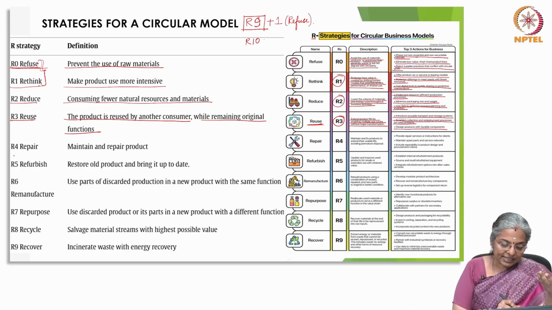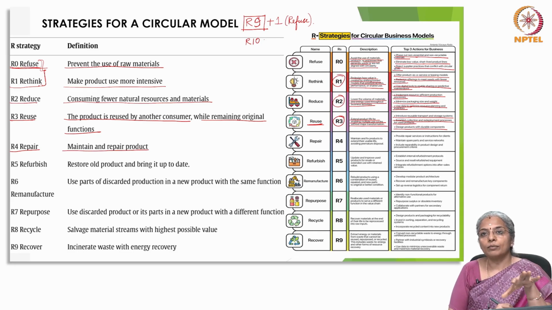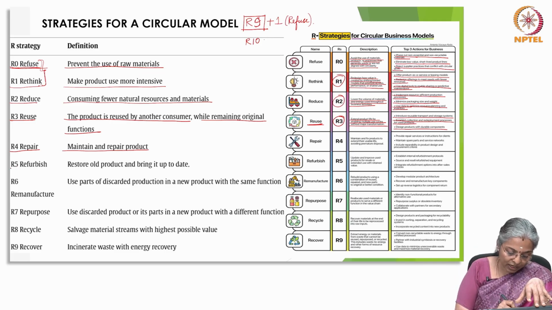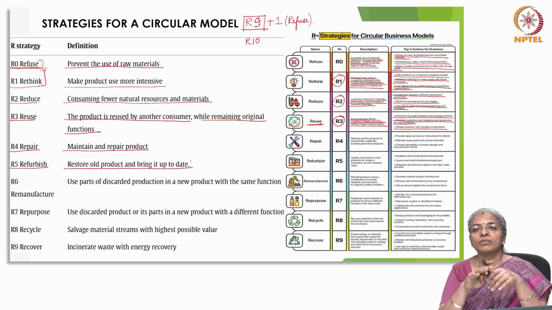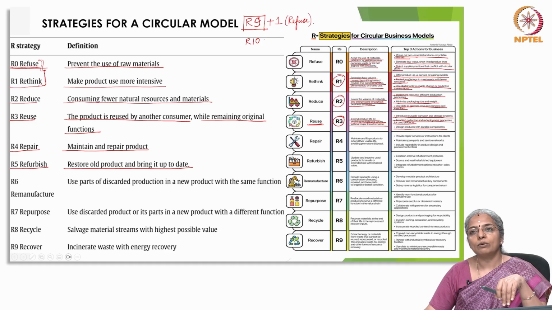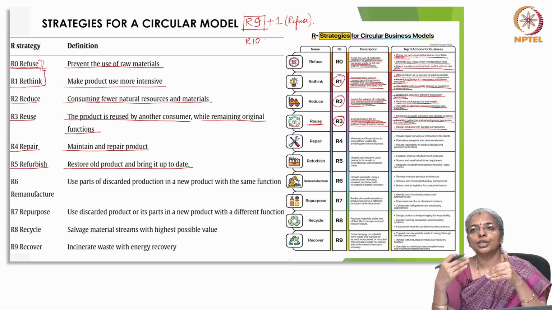Then we will have the next R, which is the fifth R, but called R4, which is repair. So, when a product gets damaged, please either maintain or at least repair the product. And this becomes important because this is also aligned with R5 refurbishing, which is to restore old products and bring them up to date. So, this R4, which is repair, and R5, which is refurbish, will introduce mid-level interventions, because both of these aim to maintain and improve the performance of the product beyond its initial use. This can delay the need for new production and reduce environmental burden.